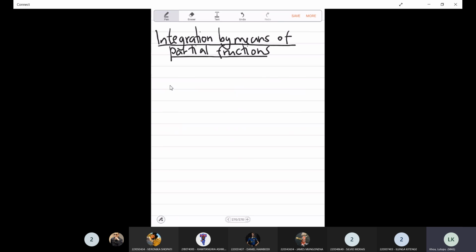There are 3 or 4 types that we look at. The first one is when your numerator has a higher degree than the denominator. First thing you must do is use long division and rewrite it so that you have a denominator with a higher degree than the numerator, and then you would use partial fractions again, decompose that one.